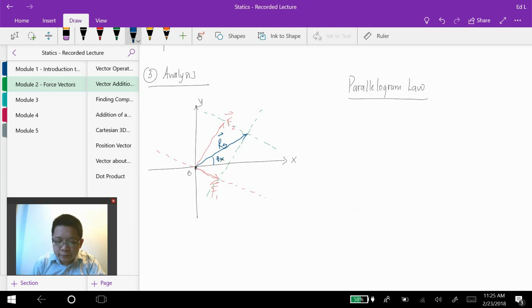Okay, since in the problem it's given that this angle is alpha, we know that this angle is also alpha, right?